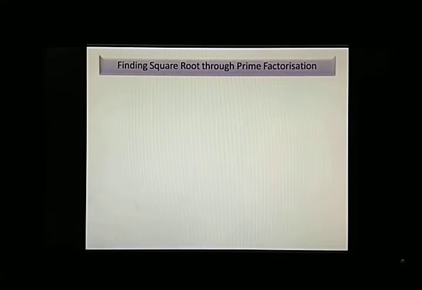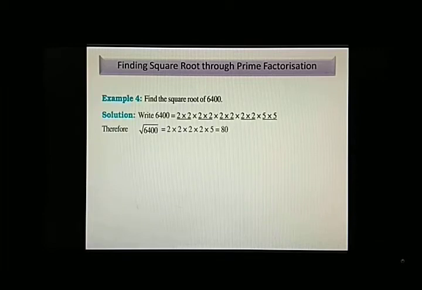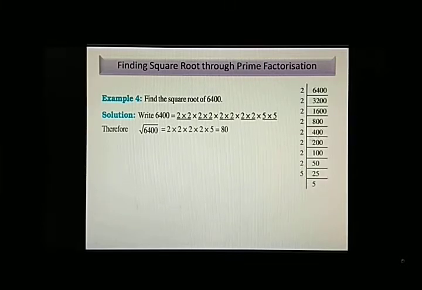Now let us see how to find out the square root using this prime factorization method. For this, we will go on with the examples. So the first example is very clear. We have to find out the square root of 6400. So how to do that? Simple. We will follow the prime factorization. We will find out the prime factors. What are the prime factors of this? We can do it in this way, in this method.